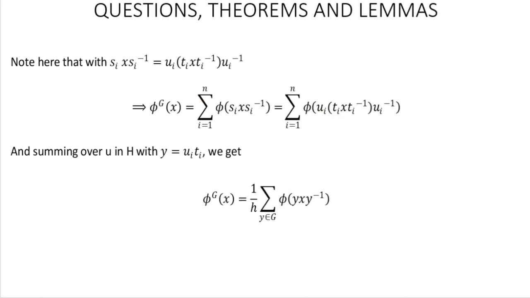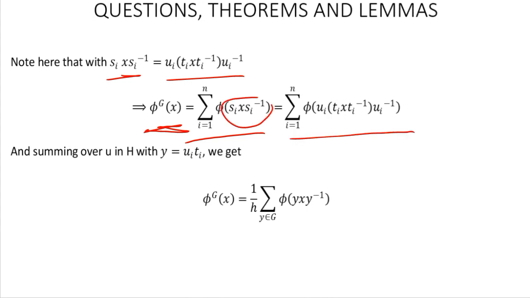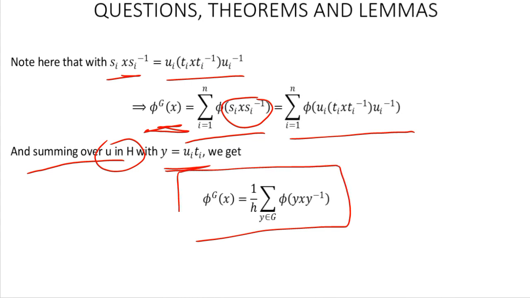Now, I want us to note something. This s_i, we were able to write it in this form, right? So the character of the induced matrix or representation can be written as this, and hence like this, right? Because we're able to write it because it doesn't really affect it. So all we've just done is to sum over u in H, wherever the u is in H, and set y to be equal to u_i t_i, and we have a new way of writing the character for an induced matrix, and it takes this form.